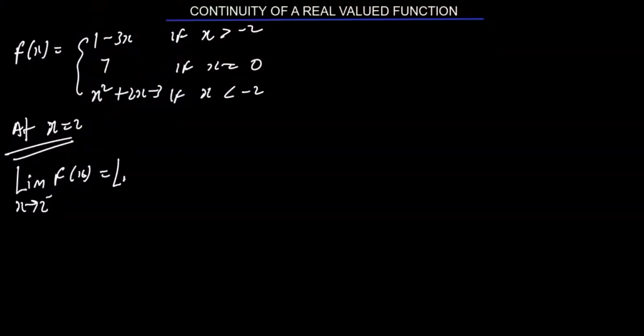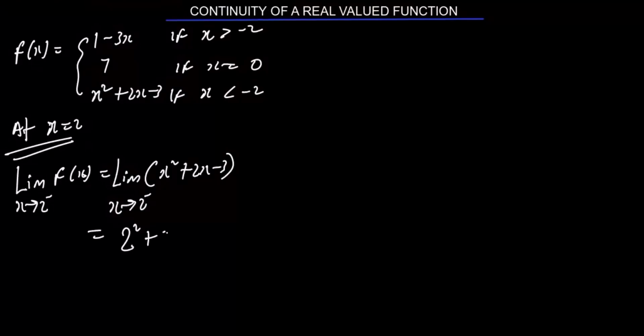So I have the limit as x approaches 2 from the left of f of x. So I have x squared plus 2x minus 3, and that's equal to 2 squared plus 2 times 2 minus 3. 4 plus 4 minus 3, and that will be equal to 4 plus 4 is 8, minus 3 is 5. All right.